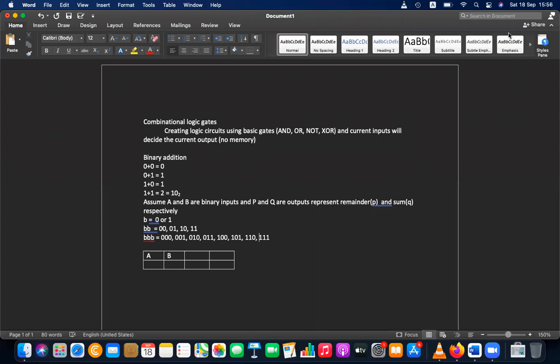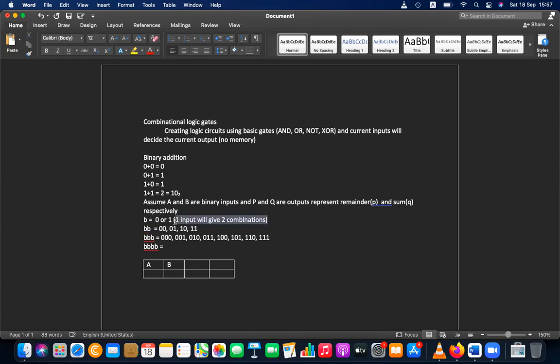8 combinations. If there are 3 inputs, anyone can answer, right? If 1 input, there will be 0 and 1, only 2 combinations. 2 inputs, 4 combinations. 3 inputs, 8 combinations. What happens if there are 4 inputs? How many combinations? 16. 16 combinations, yes. 1 input will give 2 combinations.